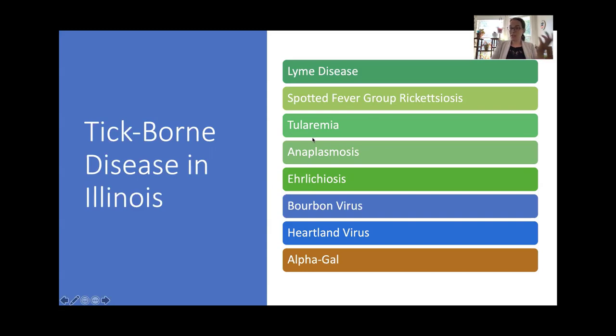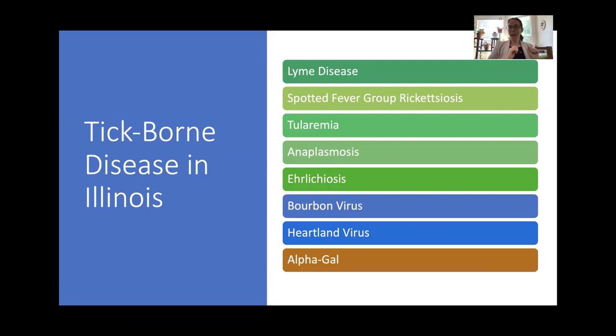These are all bacterial diseases. Bourbon virus and Heartland virus have been found in Illinois, and those are viral diseases. There are some other viral diseases, but they're less common, and even these are quite uncommon. And then in brown, the one that almost nobody has heard of, but it does strike fear into the hearts of many, which is alpha-gal.